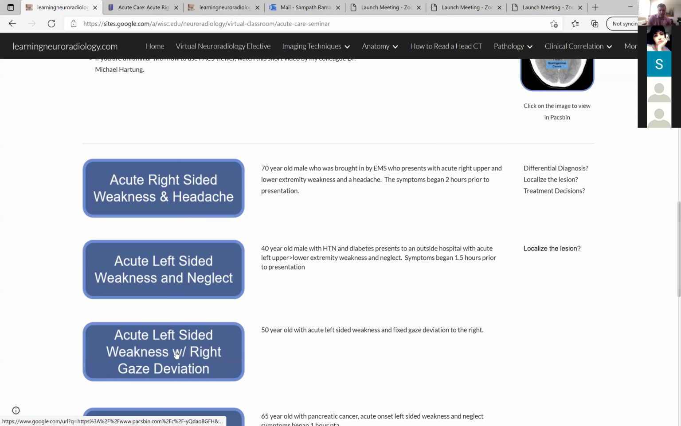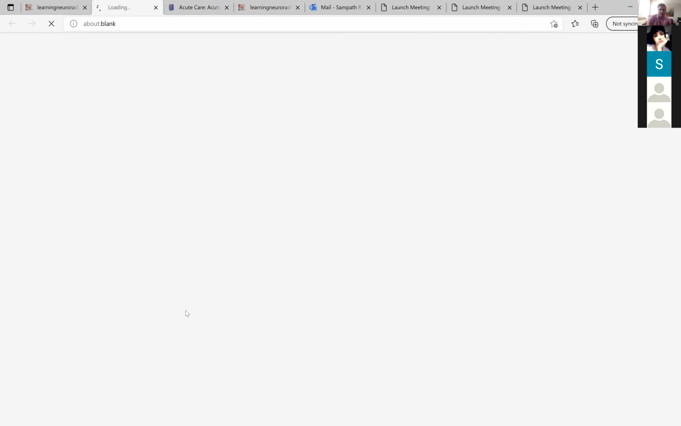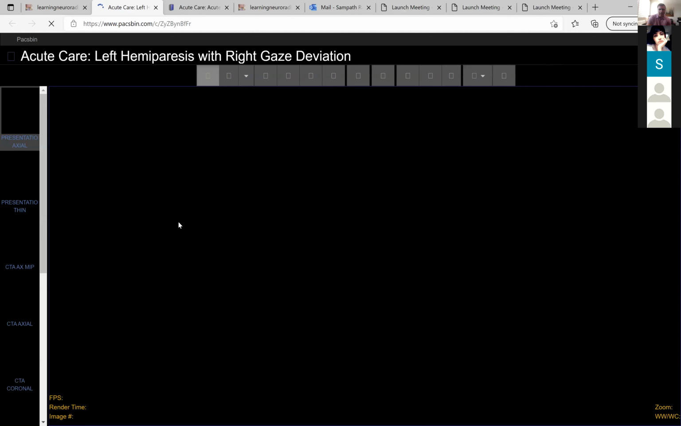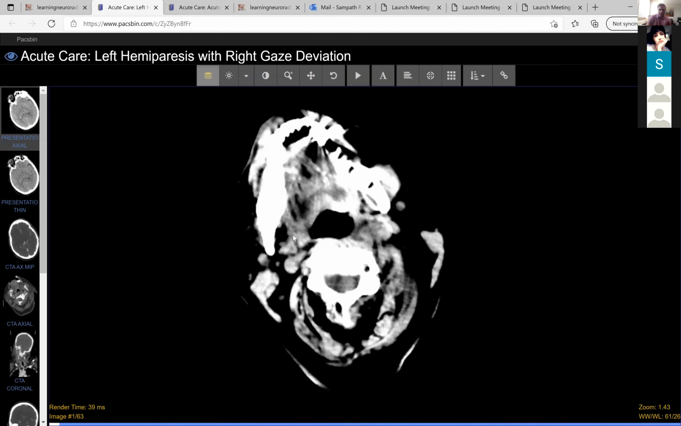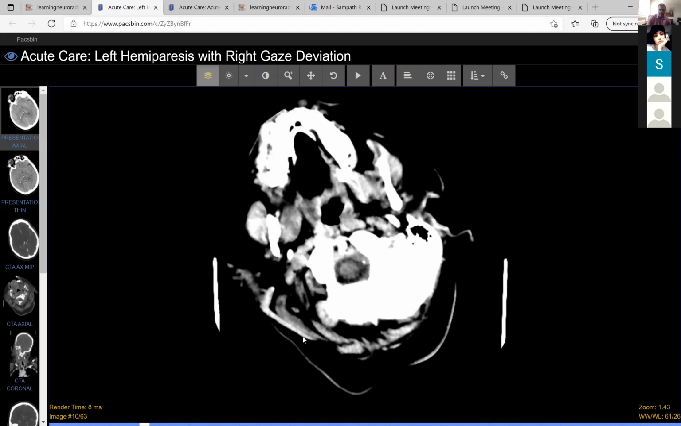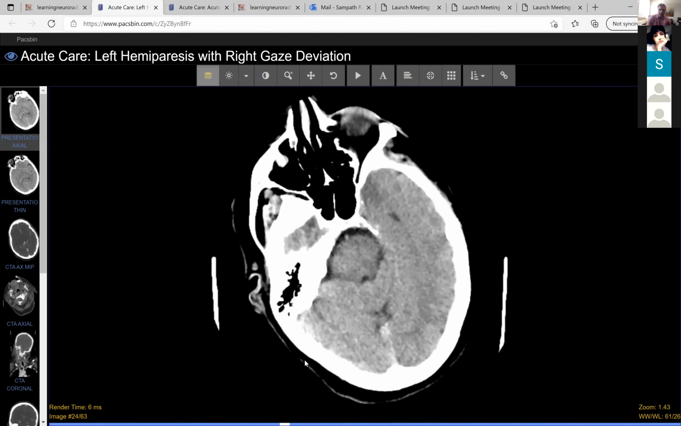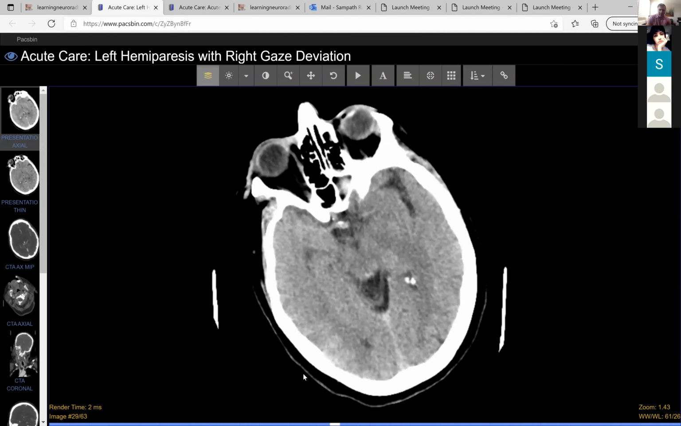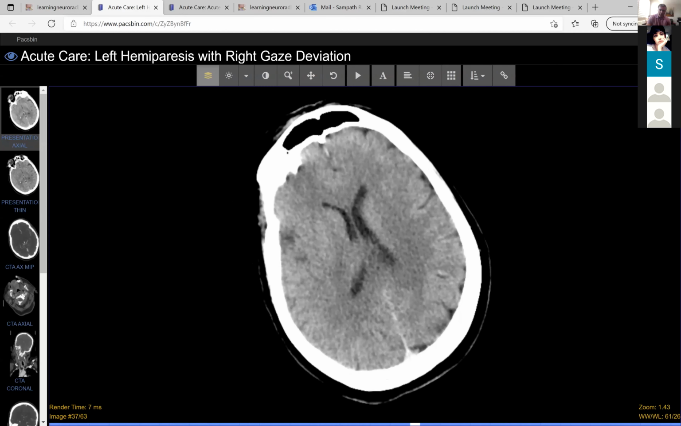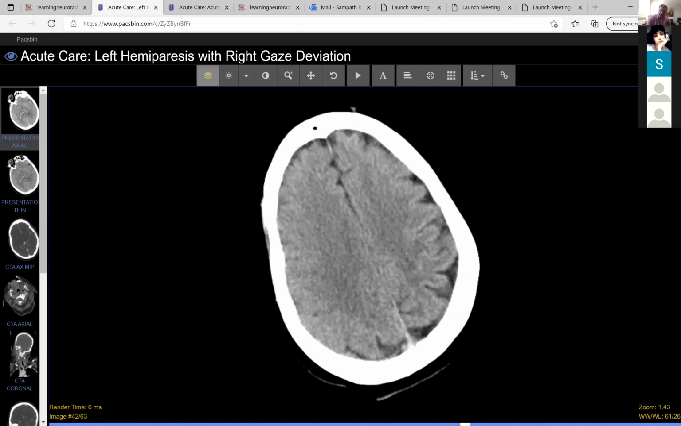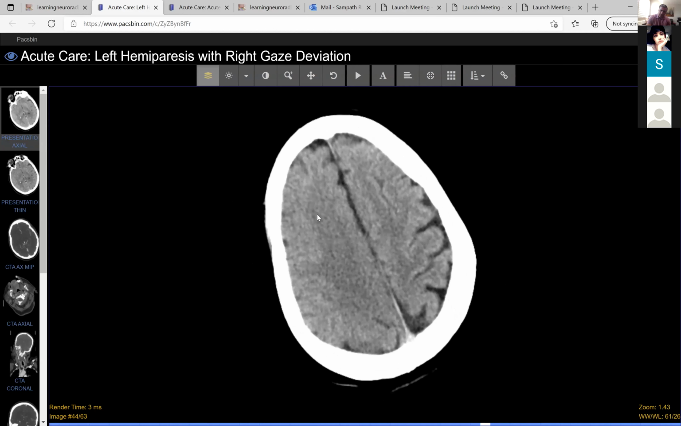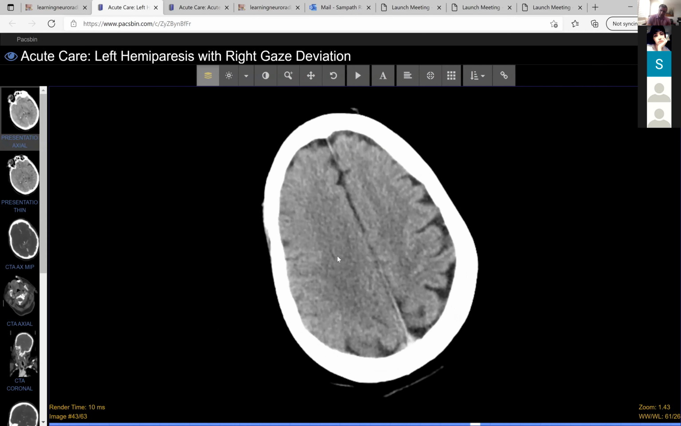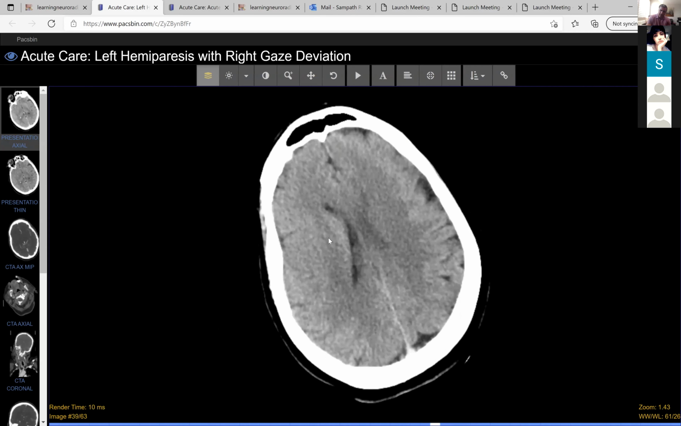So here is another case: acute left-sided weakness with right-sided gaze deviation. When you say left-sided weakness, you know that it's going to be something in the right brain again. So let me scroll through it and show you what we see here. In this case, again, it's difficult to make out. You see there's pretty good distinction between the gray and the white matter here. So it's hard to tell whether this patient has got anything going on at this point.